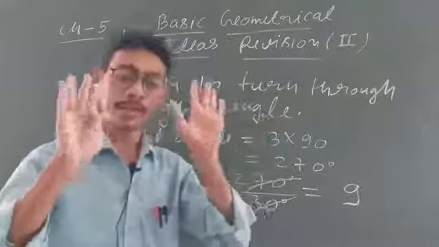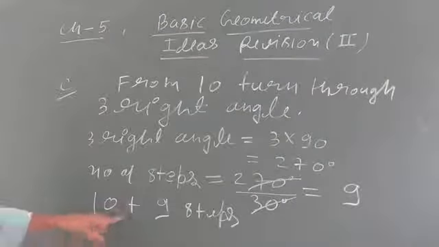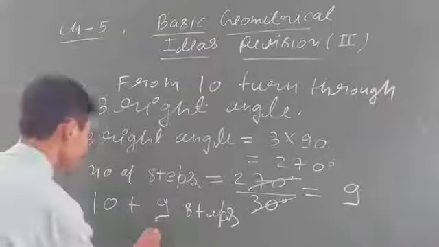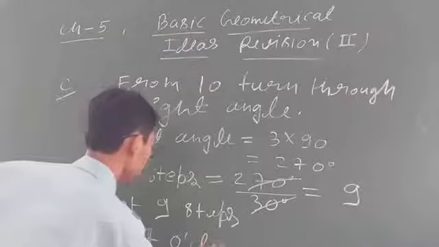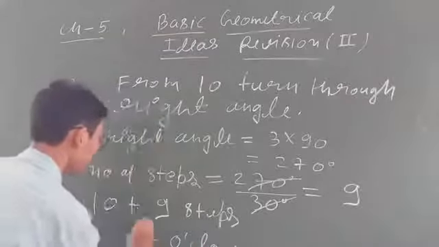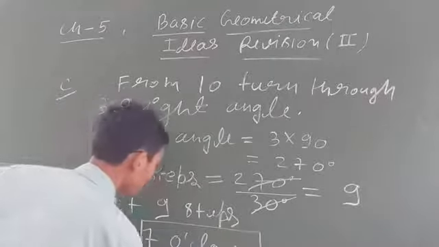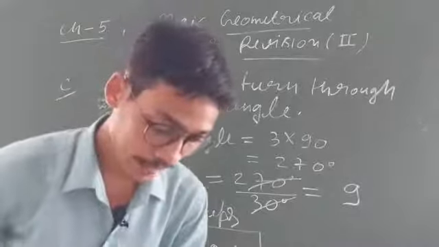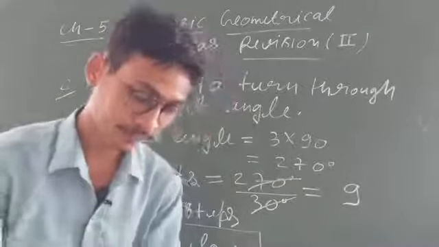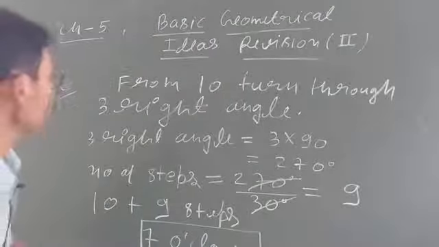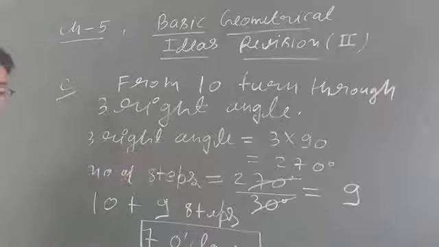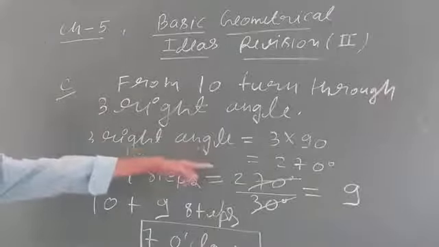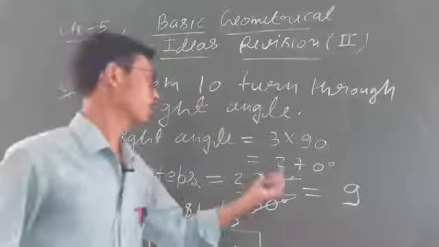See, 5 plus 4 is 9. That is, when you move 10 plus 9 steps, it will come 7 o'clock. Clear everyone? In this question, this is very important: you have to find out the number of angles first, then you will find the number of steps. First I found out what: 3 right angles was given in your question. So 3 right angles means 3 into 90, because one right angle equals 90 degrees, 270 degrees.